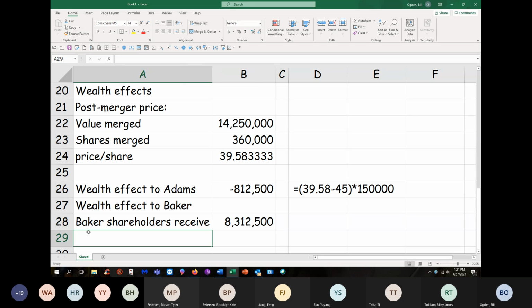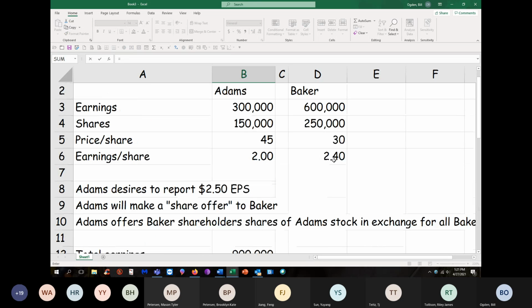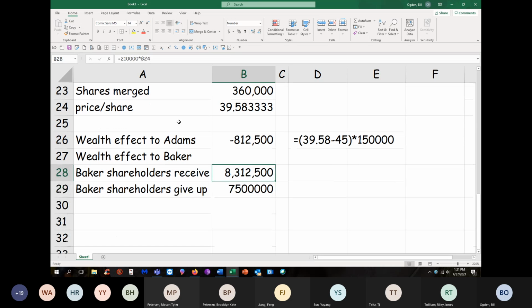What did they give up? They give up all their shares. So they're going to exchange those 210,000 shares of Adams at 39.58 for what? They will give up their 250,000 shares, which were trading at $30 a share. So they will be giving up $7.5 million of value.